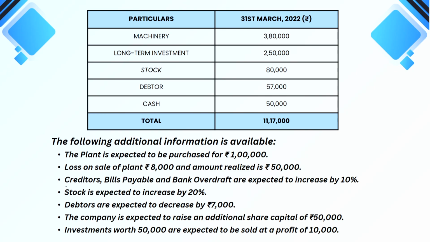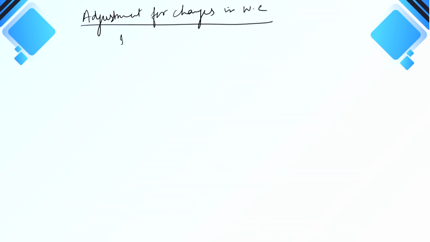Now we are going to make the adjustments with regards to the changes in working capital. So we are given, as per the information in the question, that the creditors, bills payable and bank overdraft, which are current liabilities, are expected to increase by 10%, stock is expected to increase by 20%, and debtors are expected to decrease by 7,000. So now we consider all these items into account.